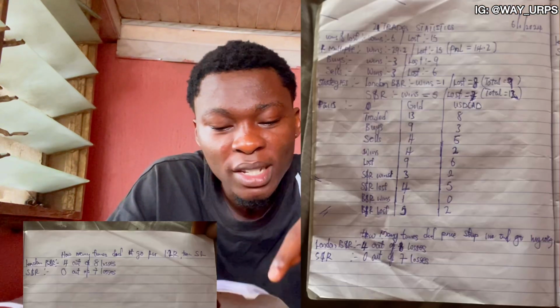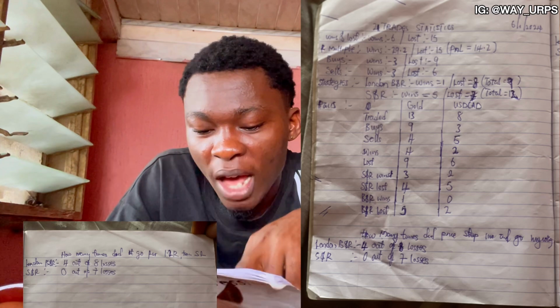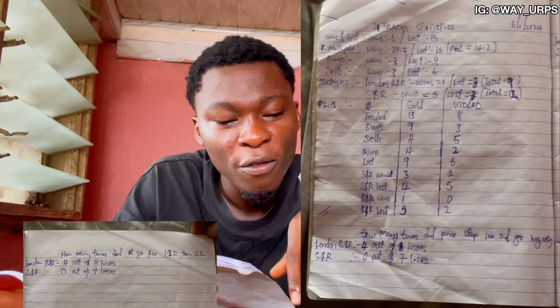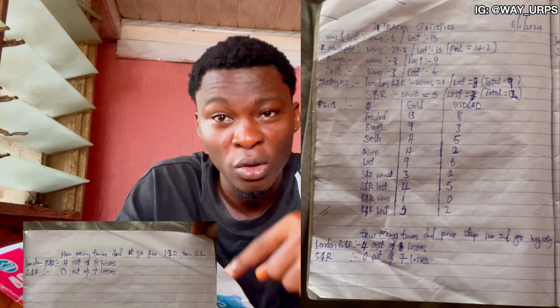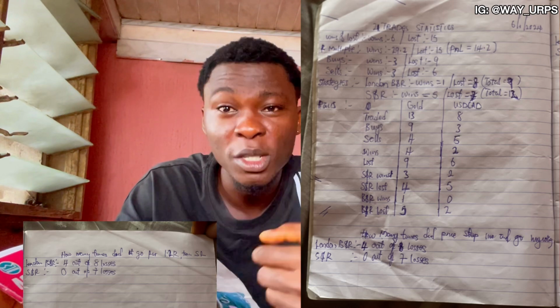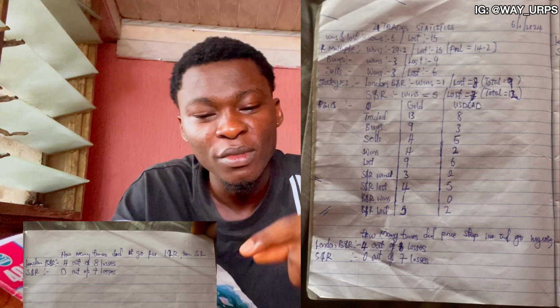So how many times did price stop me out and go in my way? For London break, 4 out of 8 losses. 4 times it stopped me out and went in my direction. So if it didn't stop me out, I would have won 4 trades out of 8 losses for the London break. Now the London break is not really too much of a problem. It's still correct in the direction. The only problem here is that the entry has a little bit of an issue. This has always been the problem with my London break strategy.